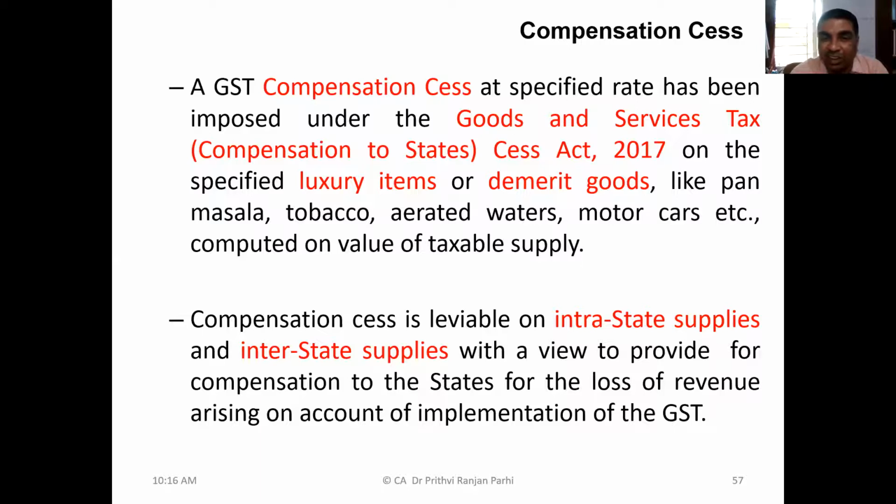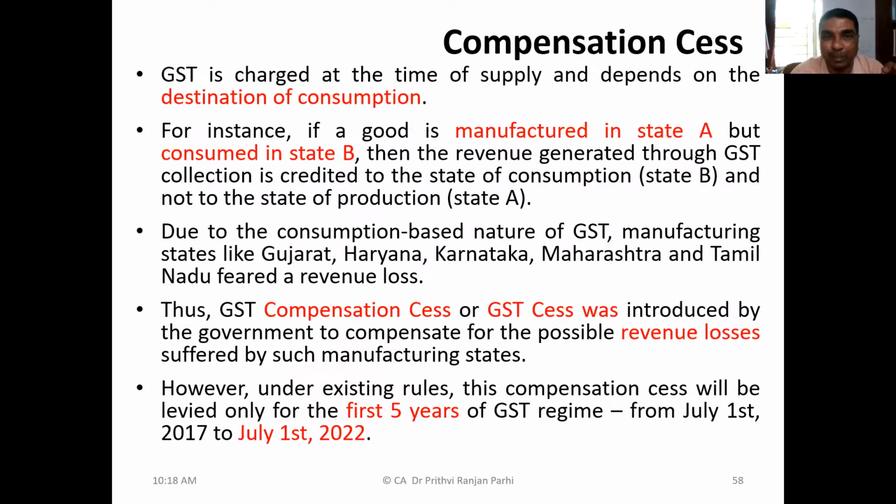Compensation cess is leviable on intrastate supplies and on interstate supplies also. The intention of this levy is to provide compensation to the states for the loss of revenue arising on account of implementation of GST. Because GST has shifted to a destination-based tax, the producing states may lose and the consuming states may gain. Since the producing states may lose revenue, this system provides a compensation benefit to them. That is collected through compensation cess.